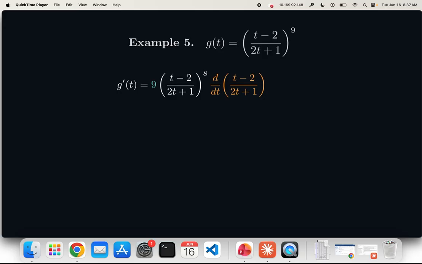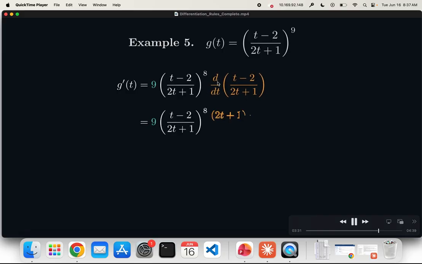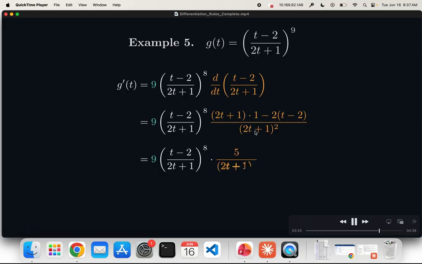So here it is. Again, the power rule is the outside function. Bring down the 9, leave the inside alone, subtract 1, so it's 8. Now differentiate the inside. Again, that's the chain rule, and differentiating the inside is a quotient rule. So now I have to apply the quotient rule, and that's exactly this right side. Low, d high is 1, minus high, t minus 2, d low is just a 2, over low squared.